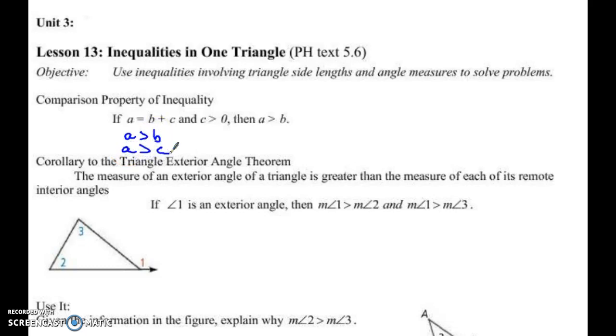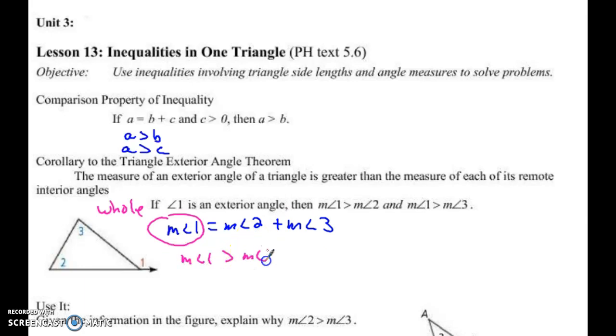In this example here, we know that the measure of angle 1 equals the measure of angle 2 plus the measure of angle 3. This part right here is the whole. Think of it with the pizza. And then these two are its parts. So we would know that the measure of angle 1 is greater than the measure of angle 2, and we would also know that the measure of angle 1 is greater than the measure of angle 3. The whole is always greater than its parts.